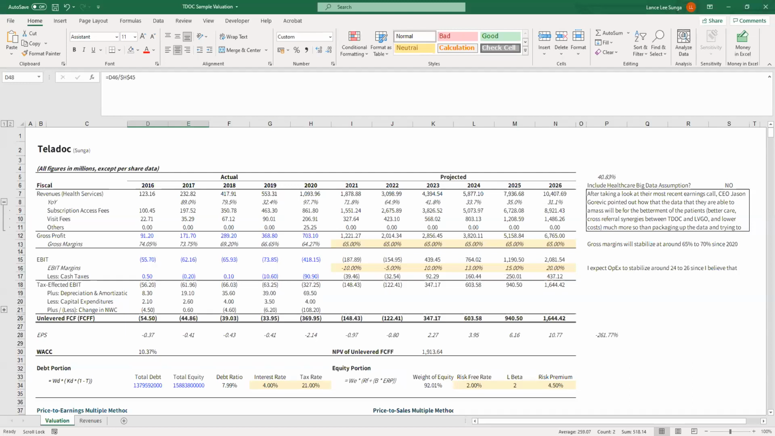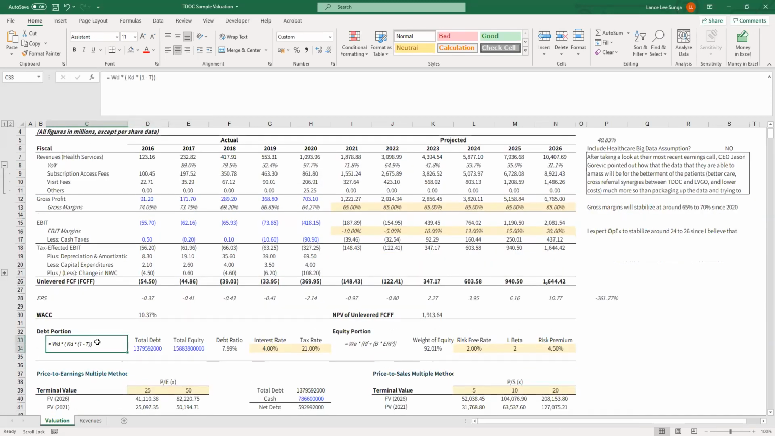Okay, go ahead. Can you repeat the part where you were basically doing the formula, as in for the debt portion and equity portion? Like basically how you get to the WACC and how you get to the NPV of. Okay, yeah.